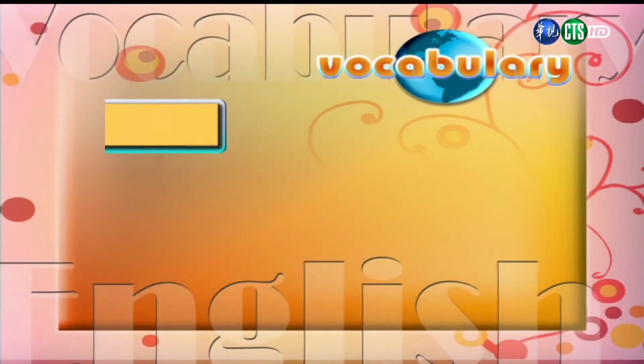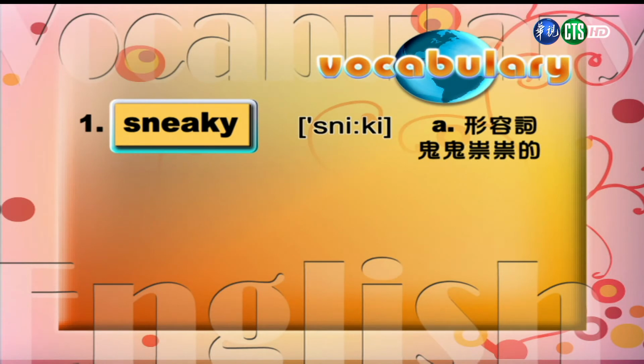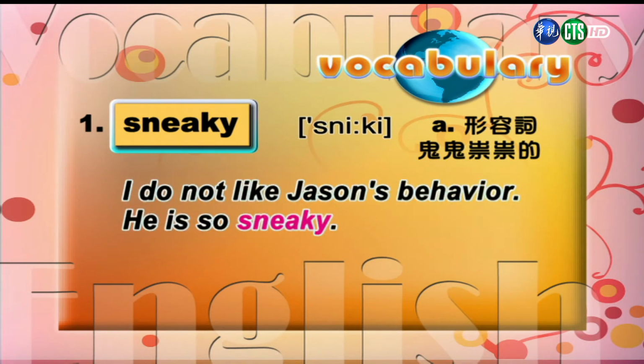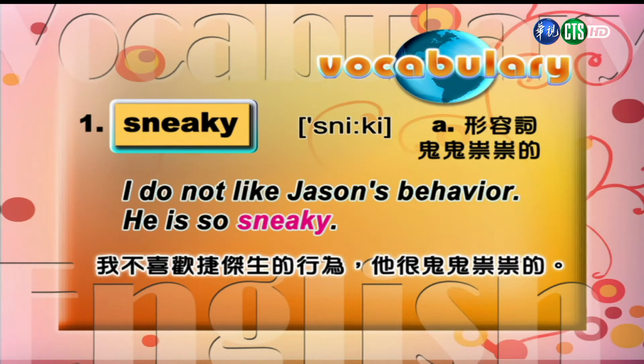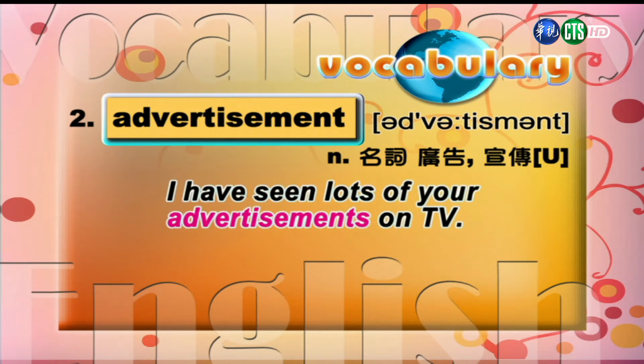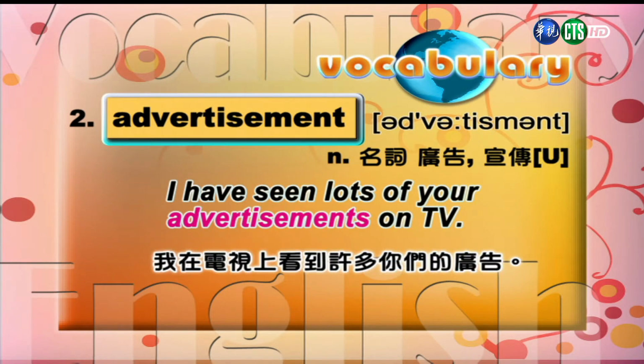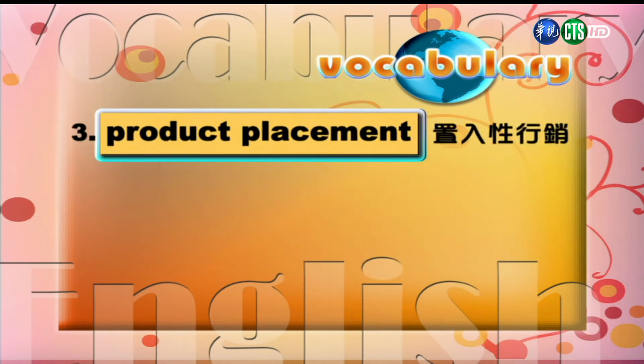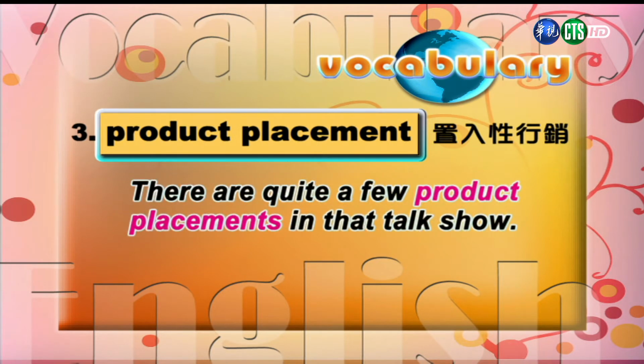Now let's take a look at some of the vocabulary. Number 1, sneaky, adjective, meaning sly and secretive. I do not like Jason's behavior. He's so sneaky. Number 2, advertisement, noun. I have seen lots of your advertisements on TV. Number 3, product placement, noun. There are quite a few product placements in that talk show.